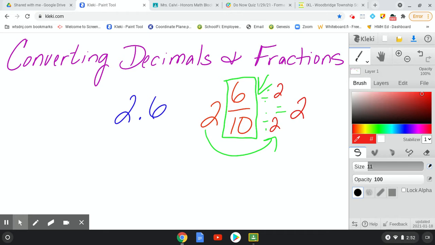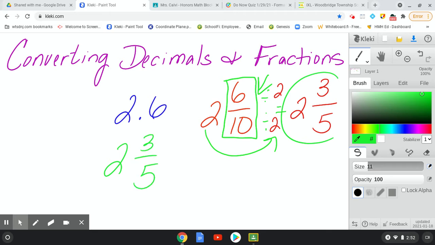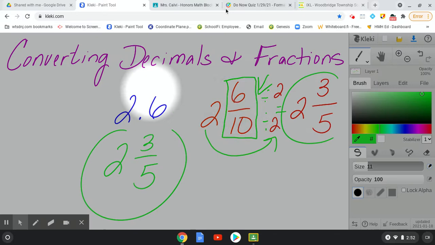6 divided by 2 gives me 3. 10 divided by 2 gives me 5. So here I would get a final answer of 2 and 3/5. So 2.6 as a decimal becomes 2 and 3/5 as a mixed number simplified all the way down. All right, so you always want to make sure you're looking at the fraction part of your mixed number to see if that can get simplified further.